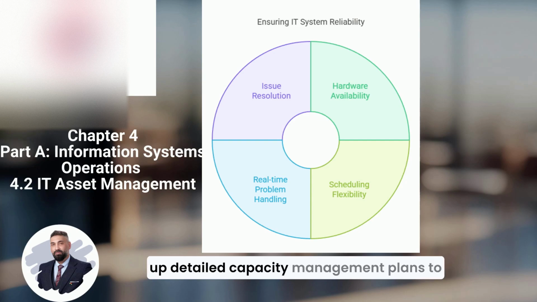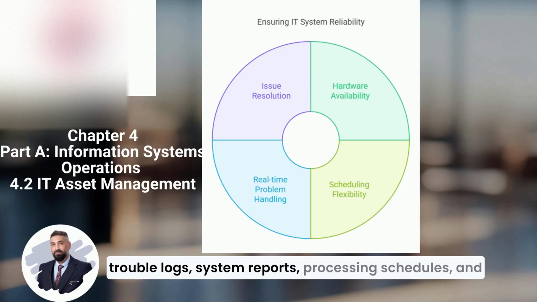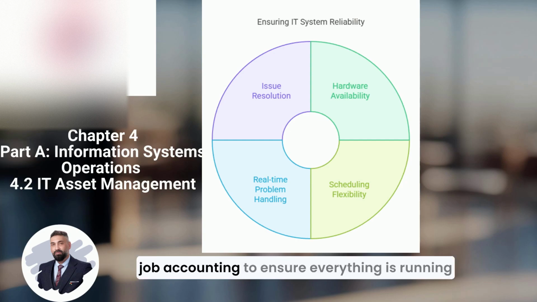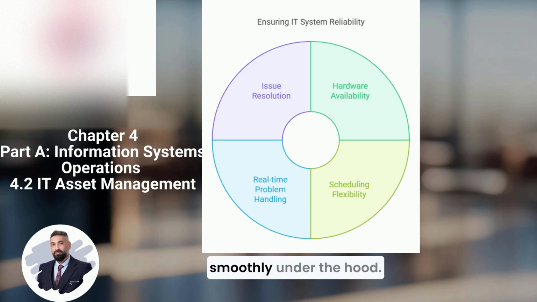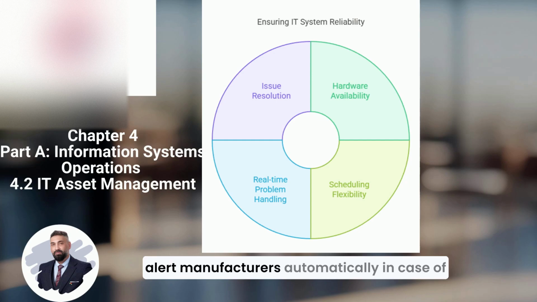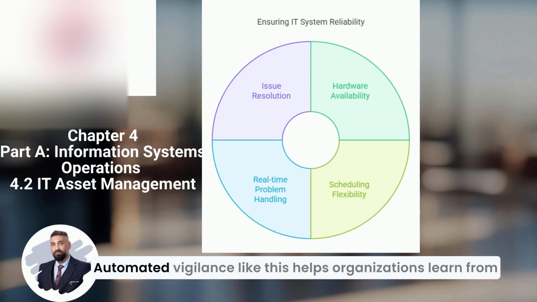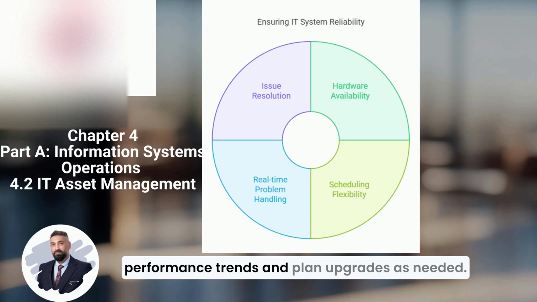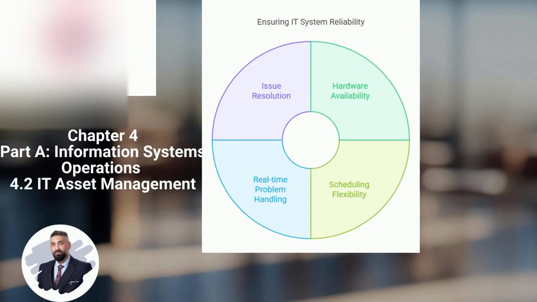Organizations set up detailed capacity management plans to watch how hardware performs over time. This often involves using various data points, trouble logs, system reports, processing schedules, and job accounting to ensure everything is running smoothly. Under the hood, some modern equipment is built to alert manufacturers automatically in case of failure, cutting down potential downtime. Constant automated vigilance like this helps organizations learn from performance trends and plan upgrades as needed.